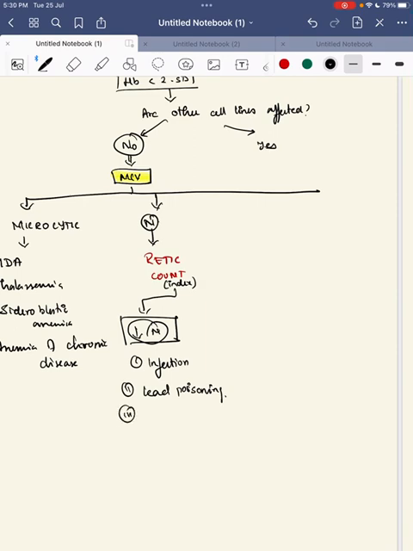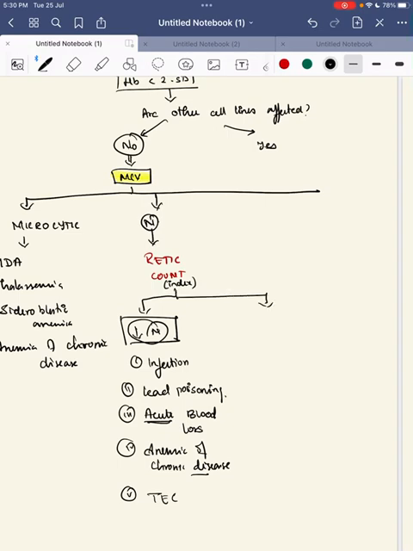Third, as I have told, when there is blood loss, there will be an increase in retic count. But when there is an acute blood loss, the retic count can be low or it can be normal. Or when the child is having anemia of chronic disease, the bone marrow will also get affected. Or transient erythroblastopenia of childhood, that is acquired red cell aplasia.